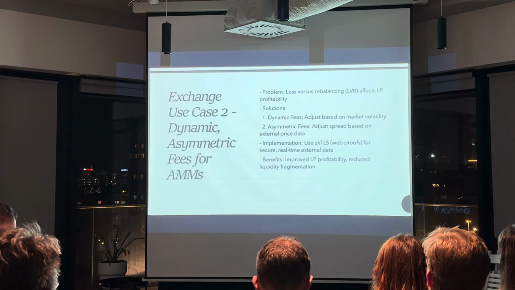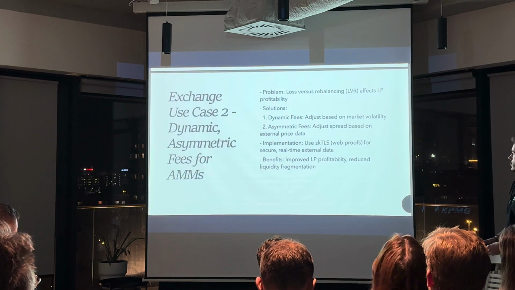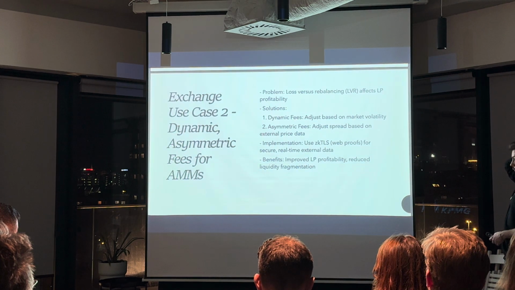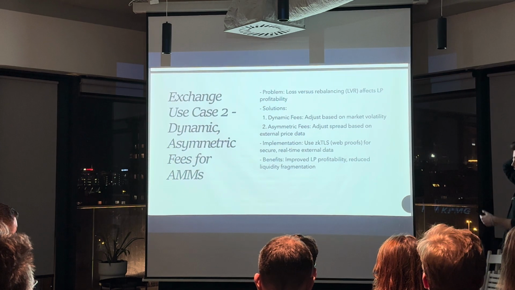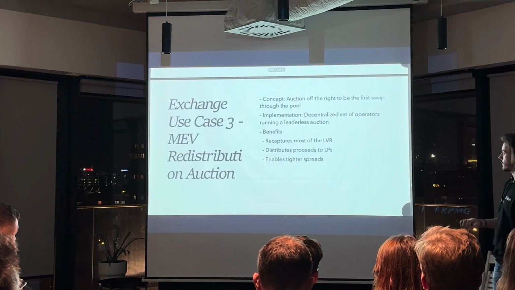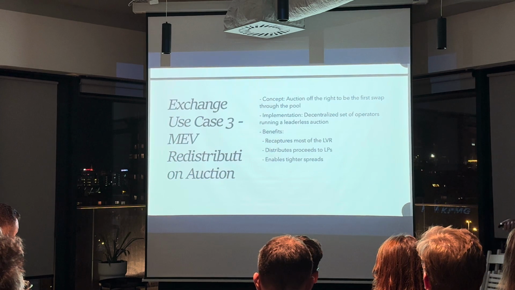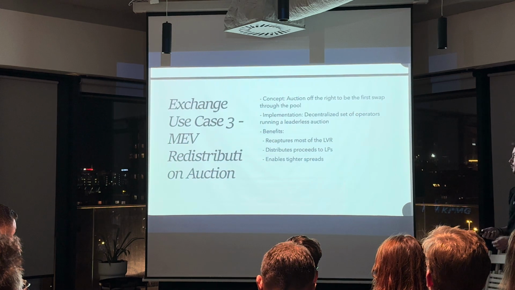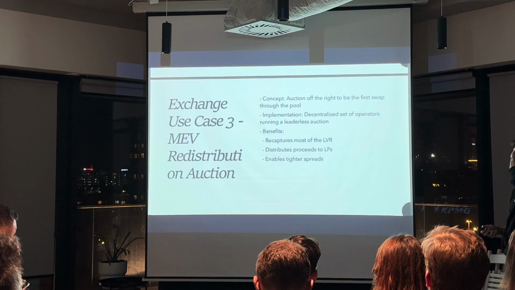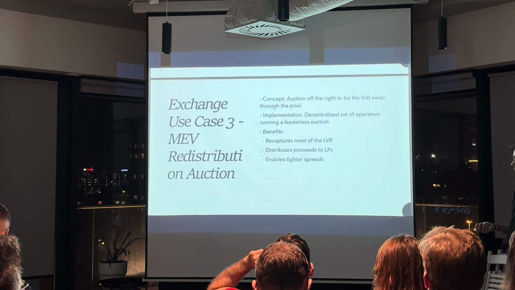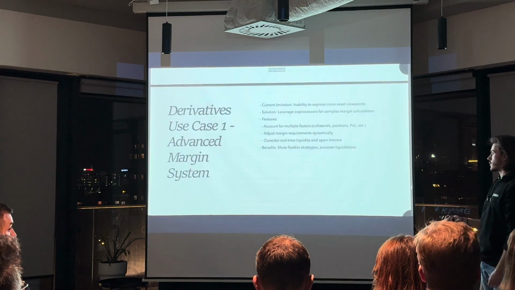Use case 2, dynamic asymmetric fees for AMMs. So loss versus rebalancing affects the LP's profitability. The solutions can be dynamic fees, asymmetric fees, or implementation of ZK TLS, so web proofs for secure real-time external data, a kind of oracle. The benefit is improving LP profitability, looking at it from another side, as opposed to the DEX user. MEV redistribution auction: an auction of the right to be first up to the pool. The centralized set of operators runs a leaderless auction, recaptures most of the loss versus rebalancing, and distributes the proceeds to LPs. And in theory, it should enable tighter spreads.